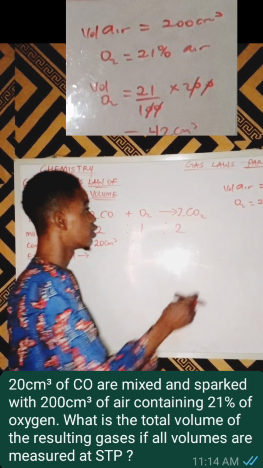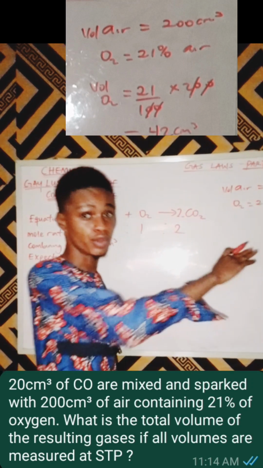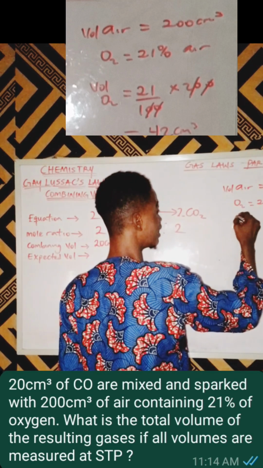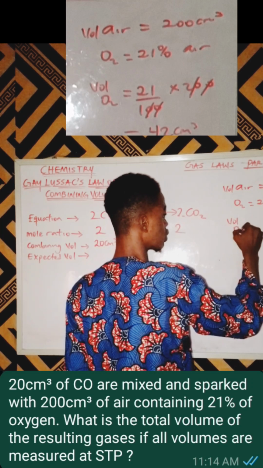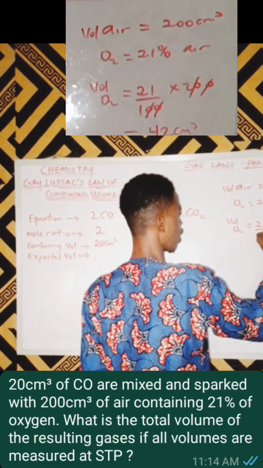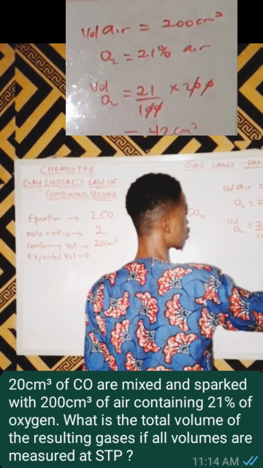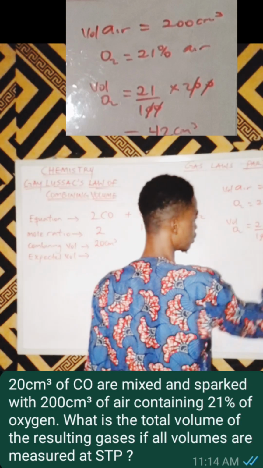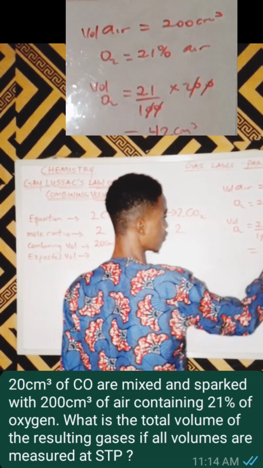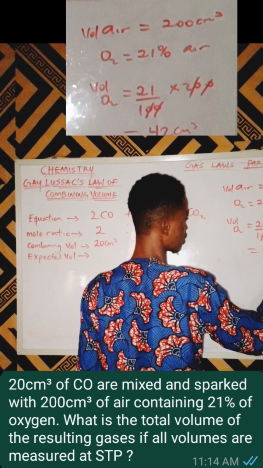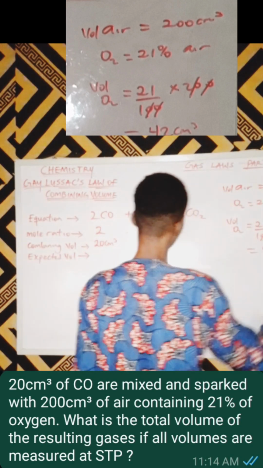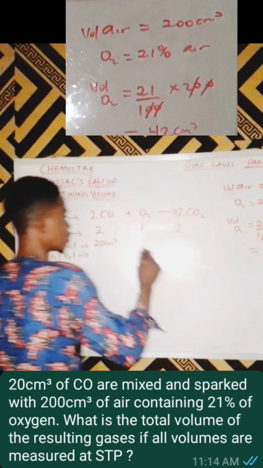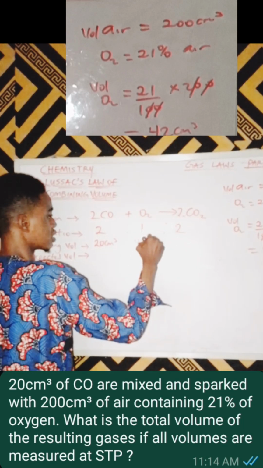We know that oxygen contains 21% of the volume of air. So now, if the volume of air is 200 centimeter cube, it means that the volume of O2 is going to be equal to 21/100, that's 21% of 200. So I'm going to have 2 times 21, that's 42 centimeter cube. So now the volume of oxygen in this 200 centimeter cube of air is 42 centimeter cube.